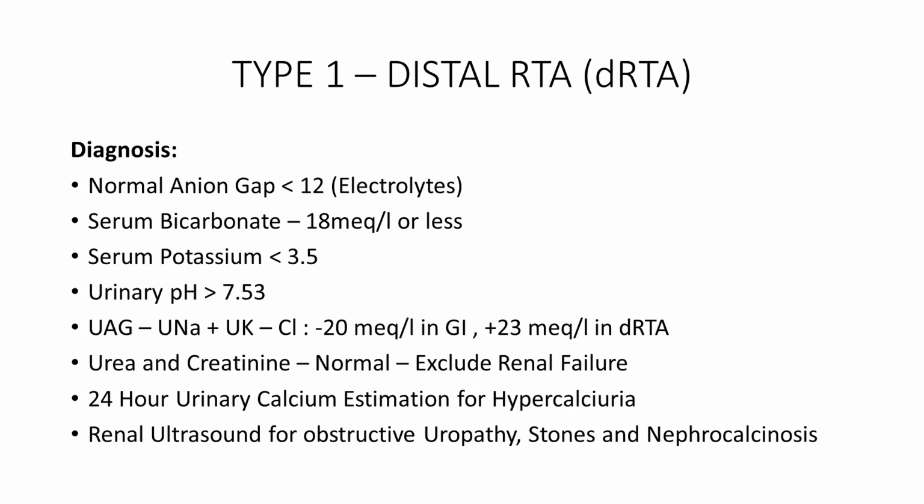If it is minus 20 milliequivalent per liter, then the bicarbonate is basically lost from the GI tract. But if it is plus 23 milliequivalent per liter, the bicarbonate loss is from the distal tubule, which is distal renal tubular acidosis. Urea and creatinine, as I said, are normal, and you have to exclude renal failure. You can do a 24-hour calcium estimation to quantify hypercalciuria. Ultrasound may show obstructive uropathy, stones, and nephrocalcinosis.